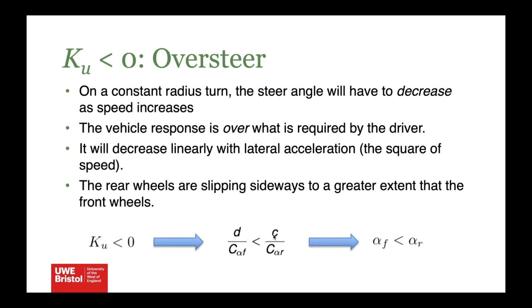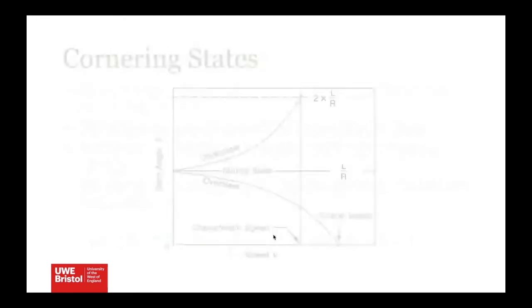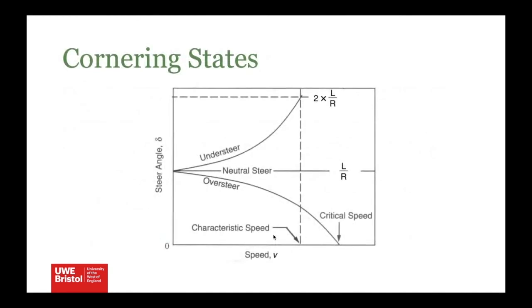Understeer, you crash nose first. Oversteer, you crash back end first. You want to try and stop those things. So you've got your various states. Down here we've got the speed is v. As we said, it increases with the square of the velocity.